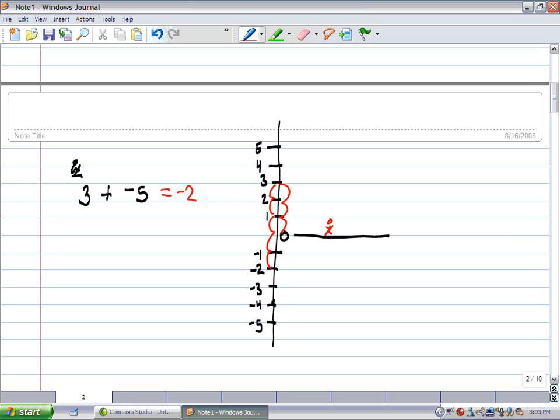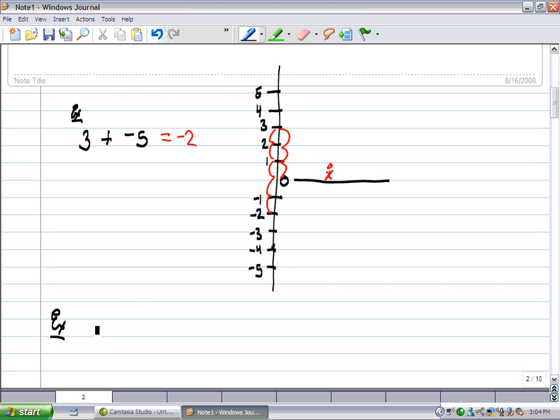So you can think about the rules if you'd like to, or you can think about this idea of going up and down. Or if the temperature starts out at 0, goes up 3, and then goes down 5. Okay. Think about a game show. I win $3 and then I lose 5. Now I'm down 2.